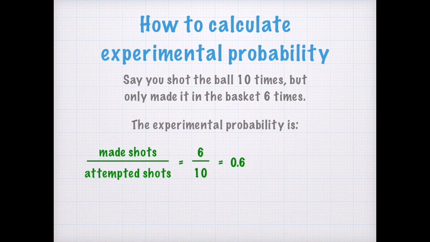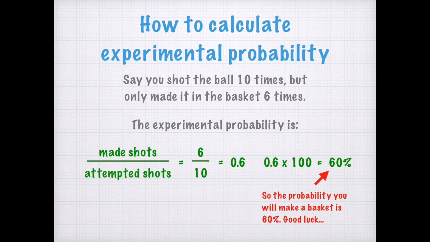But for probability, we want it to be in a percentage. So we want to take 0.6 and multiply it by 100 to get 60%. So the probability you will make a basket is 60%.